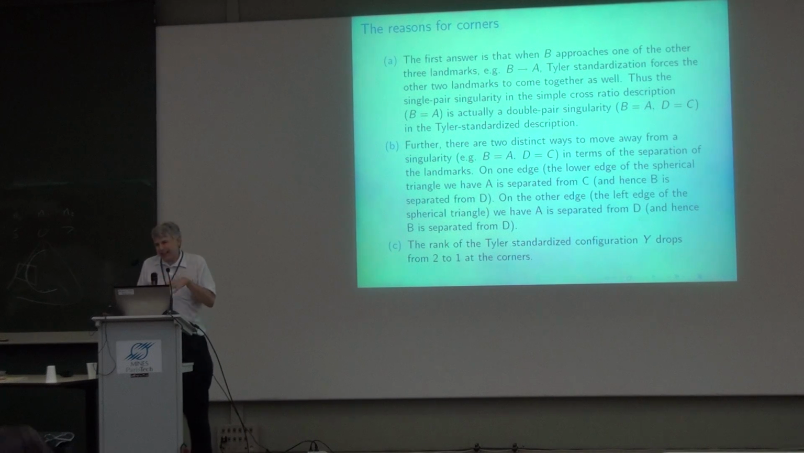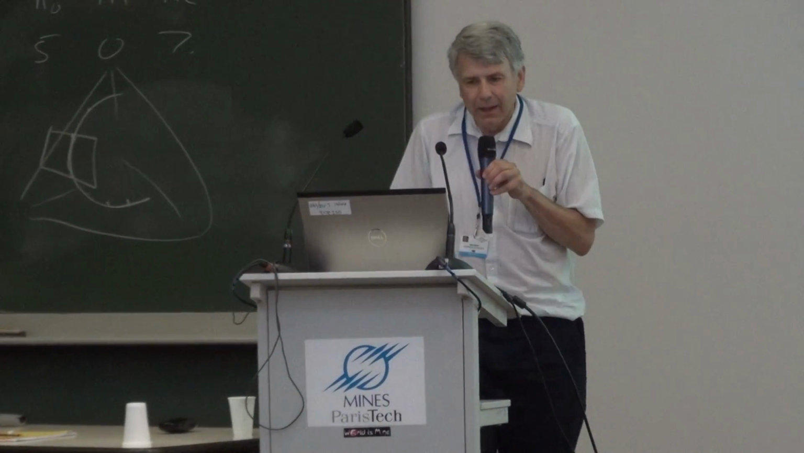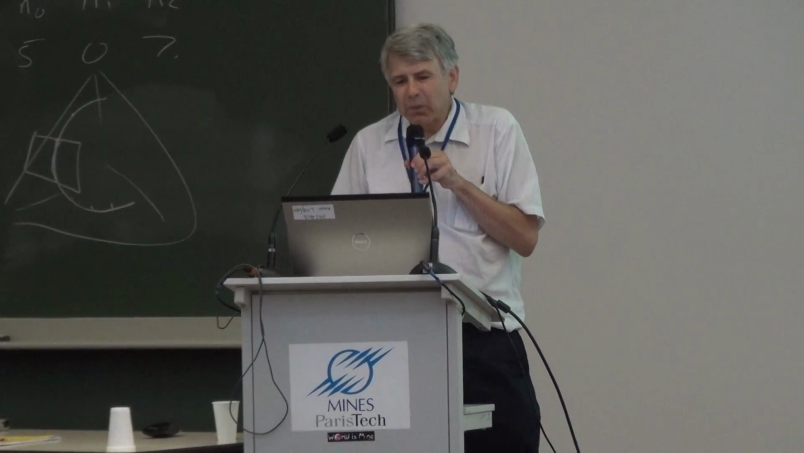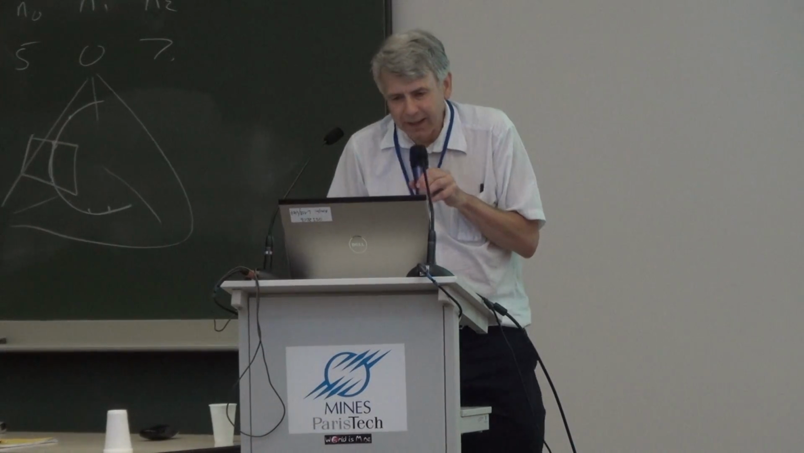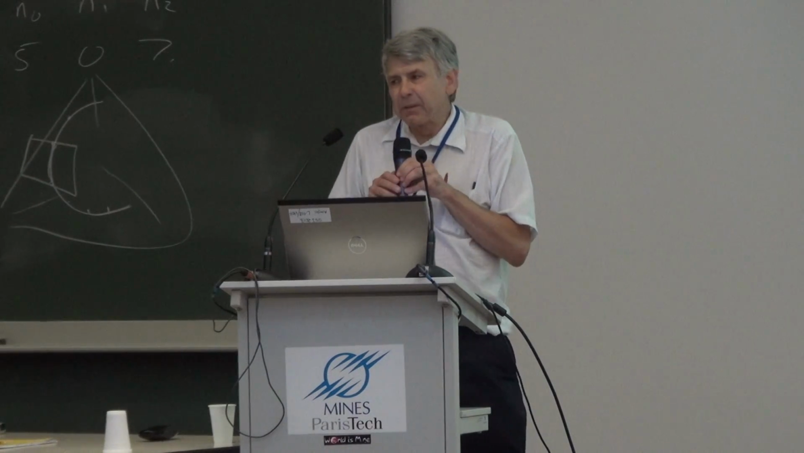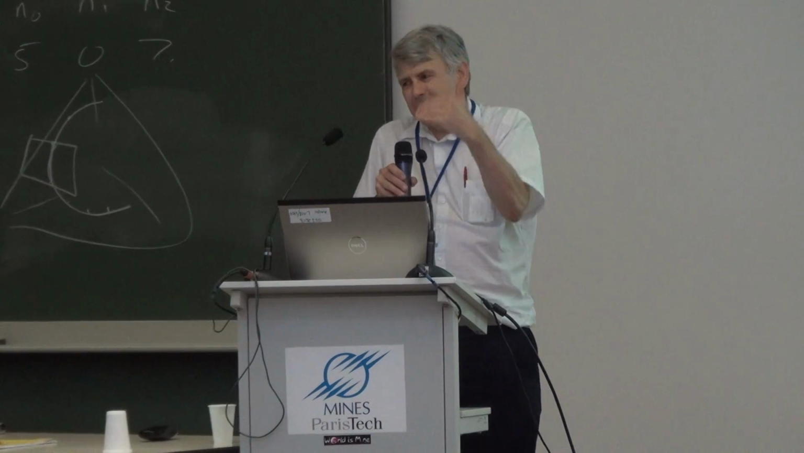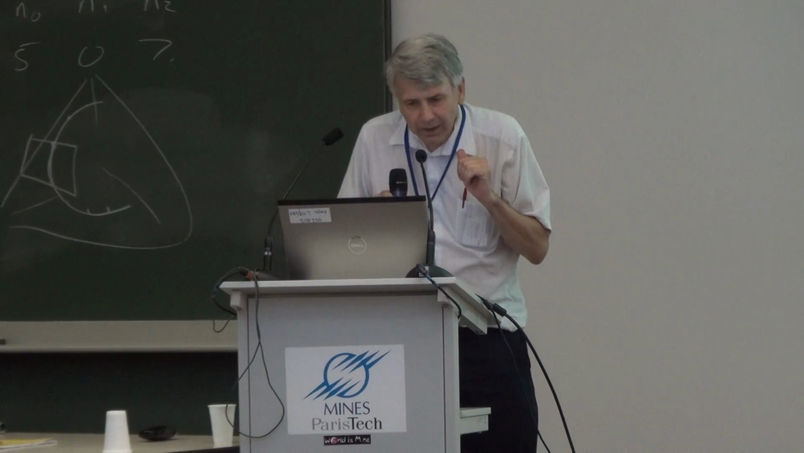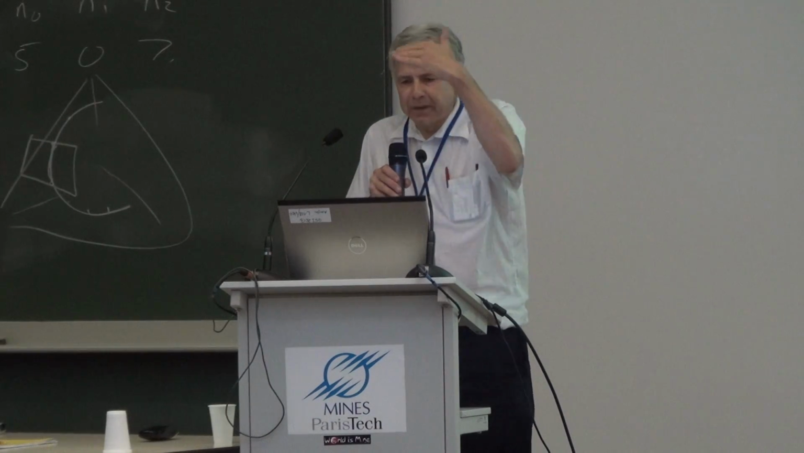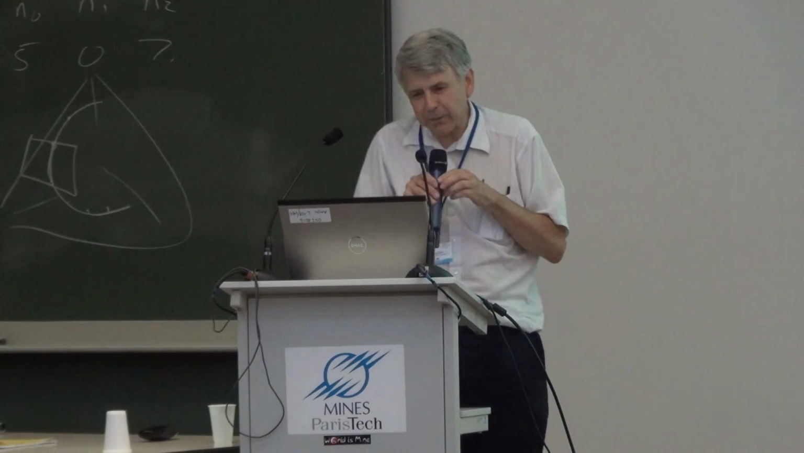Okay, so here I've got several reasons why these corners appear. One is that the standardization forces what appears to be a single pair coincidence to really be a double pair coincidence under standardization. That's A. B is that there are two distinct ways to move away from a singularity. So if the singularity is A equals B and C equals D, I can either move away in such a way that A is separated from C by B, or A is separated from D by B. There's two distinct ways, two of the edges, and they've got different separation properties.